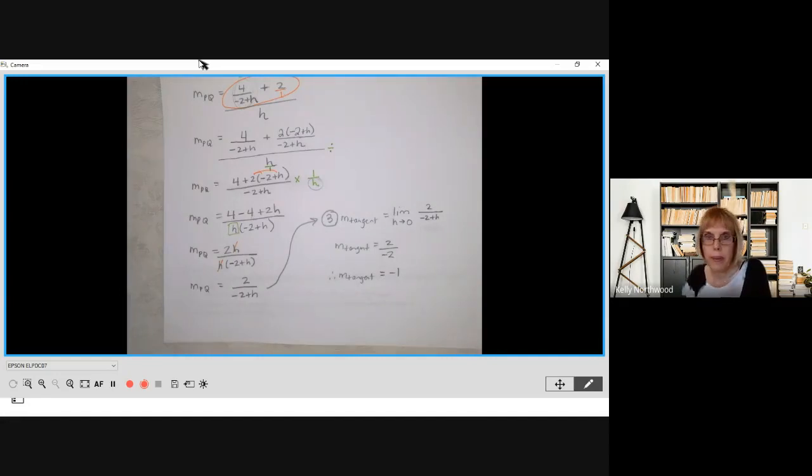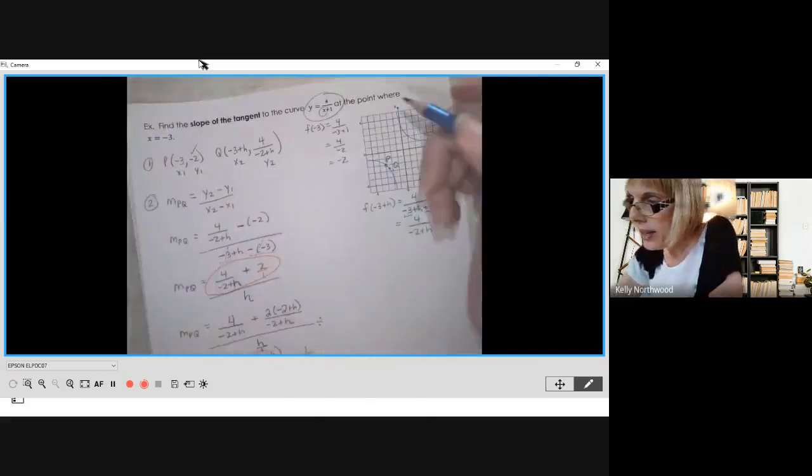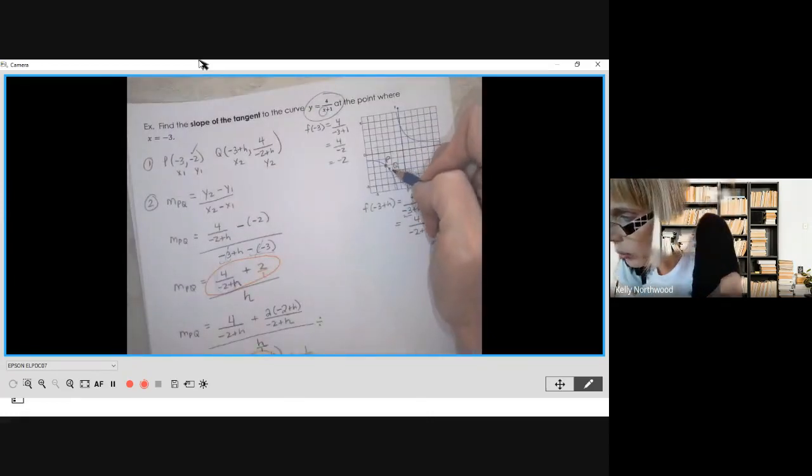And let's look back at our picture and see if that makes sense, which is going to look really good here. So is the tangent slope being negative? Definitely. Being negative 1 means down 1 over 1, down 1 over 1.